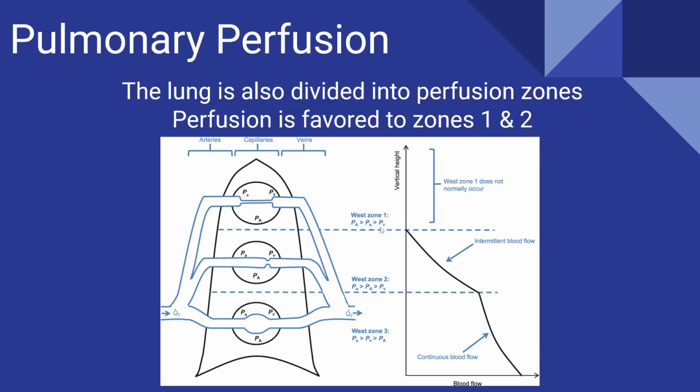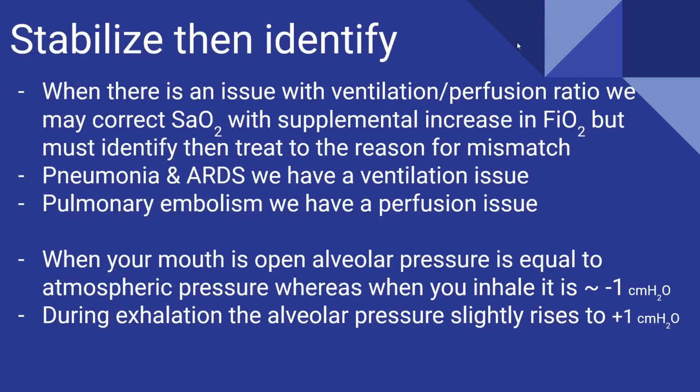Now, the only reason we would perfuse all three of these zones is if you're in a state of exercise. So if the body senses we need as much oxygen as possible, then enough collateral flow will happen to where the entirety of the lung will be perfused. But in normal resting states, like you're sitting here, only a portion of your lung is going to be perfused.